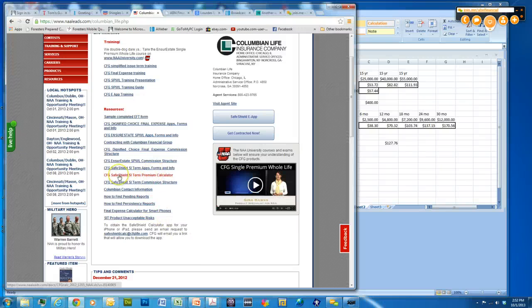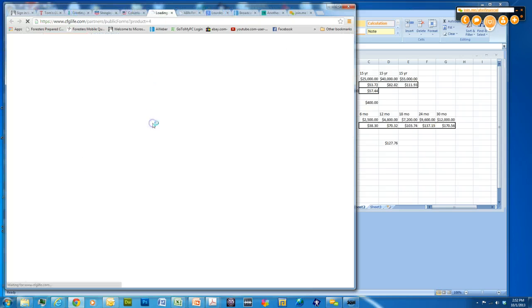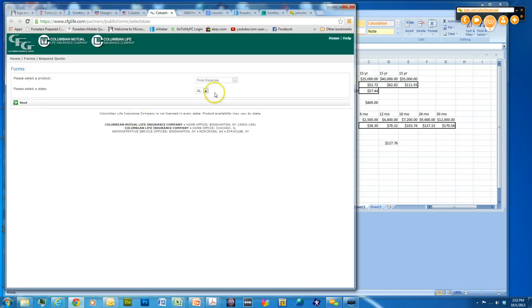Premium calculator. It says SI term premium calculator, but you can see it covers all 3: the final expense, the SIT, and the single premium whole life, which again is going away in October. So to download the rate sheet, just click on that, and yay. So let's go to Ohio. This wasn't working before, but it's working now.